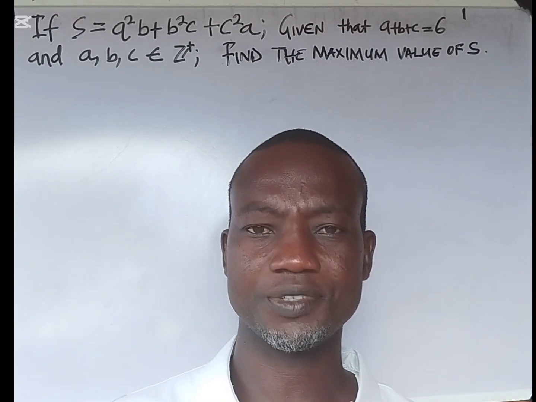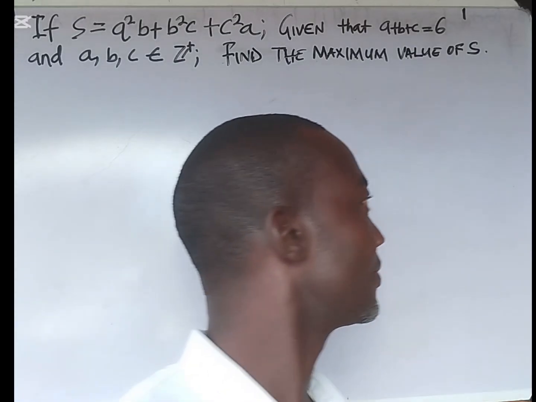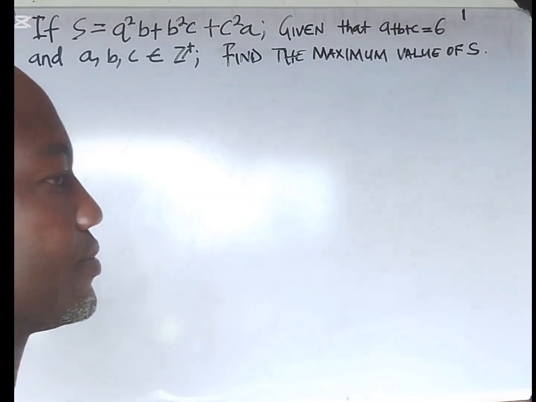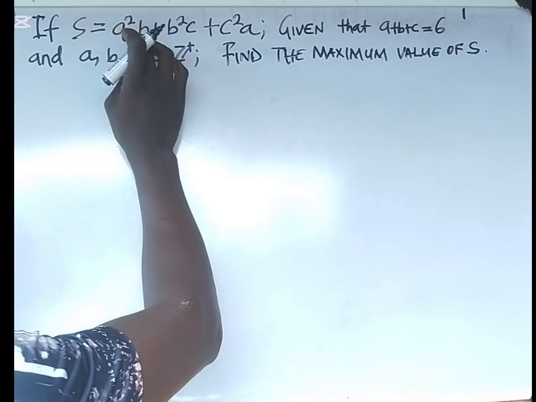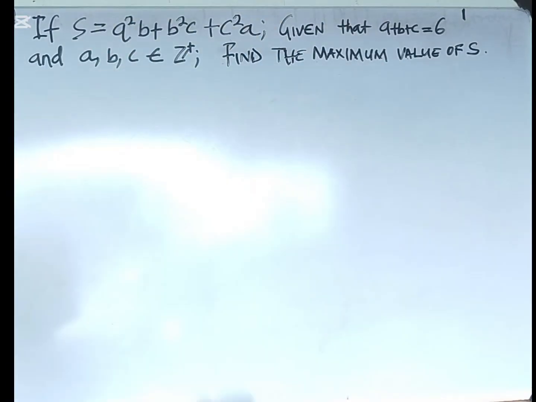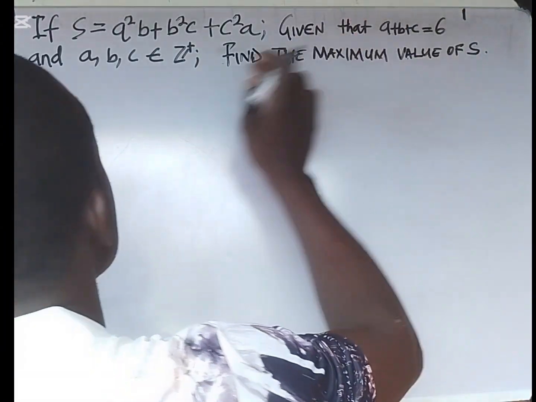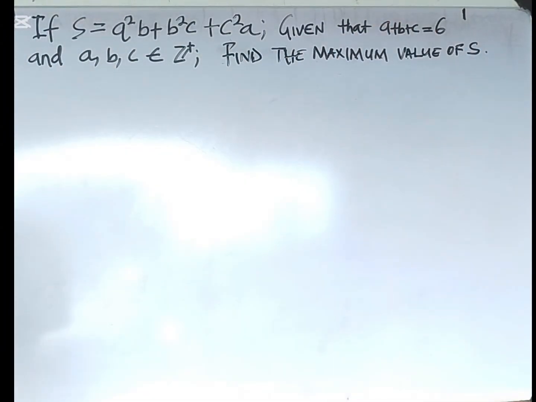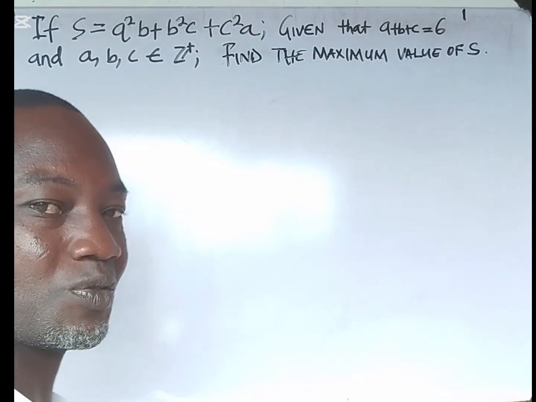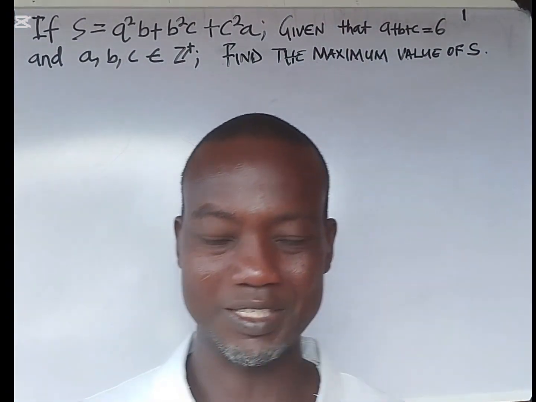We have a very interesting math problem. Let's go through the question together. We are asked to find the maximum value of x if x is equal to a squared b plus b squared c plus c squared a. But then we are given that a plus b plus c is equal to 6. And also we are informed that a, b, and c belong to the set of positive integers. How do we go about solving this question?